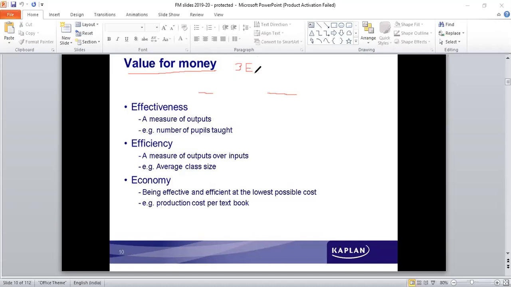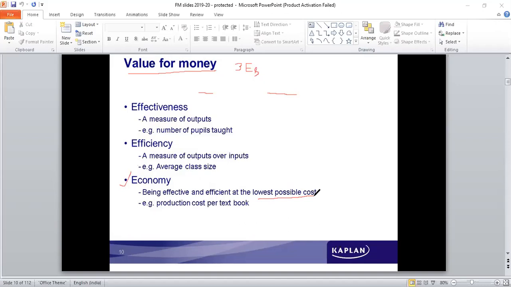The first E is economy, whether they are taking measures to cut down on the cost. Just because evaluation is not based on profit, it doesn't mean that they spend as much cost as and where they like, but they should take measures to cut down on the cost. So being effective and efficient at the lowest possible cost. Okay, that's the first, economy.